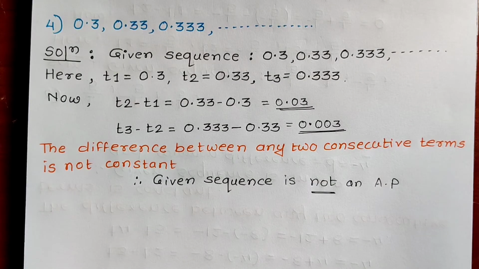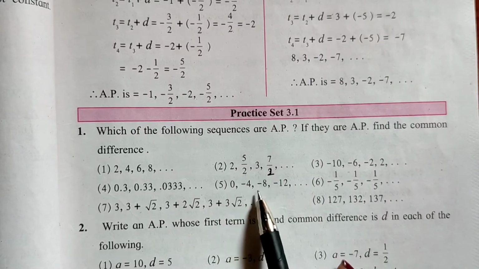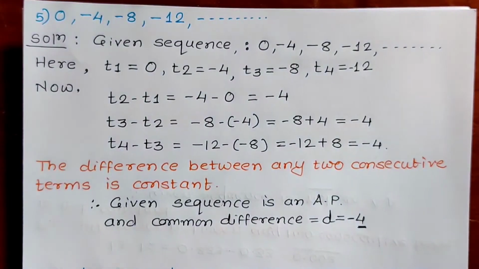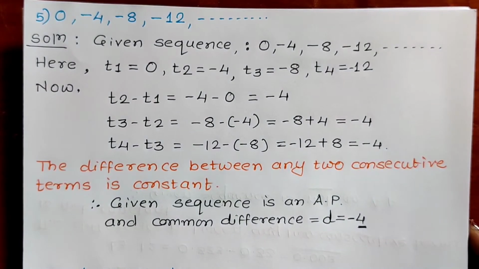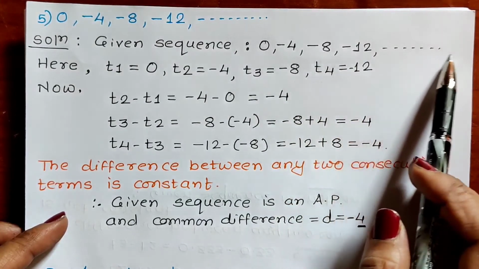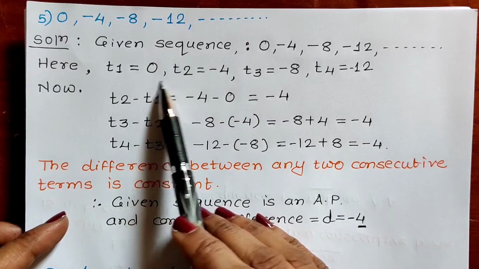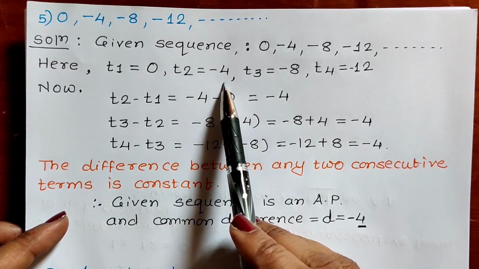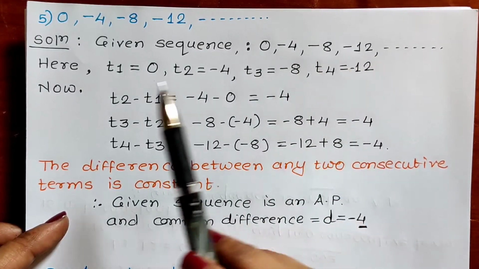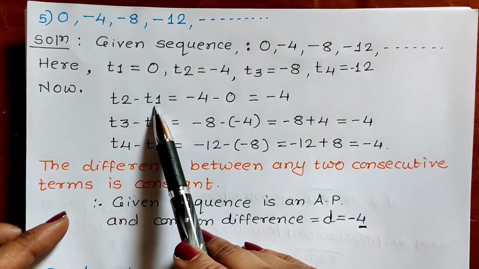Now let us go on to the next sum. Fifth sum is 0, minus 4, minus 8, minus 12, infinite. So again I have written the solution here. Given sequence is 0, minus 4, minus 8, minus 12, infinite. So we have to write first term T1 which is equal to 0, T2 is equal to minus 4, T3 is equal to minus 8 and T4 is equal to minus 12. So we have to do T2 minus T1 first. That means second term minus first term.